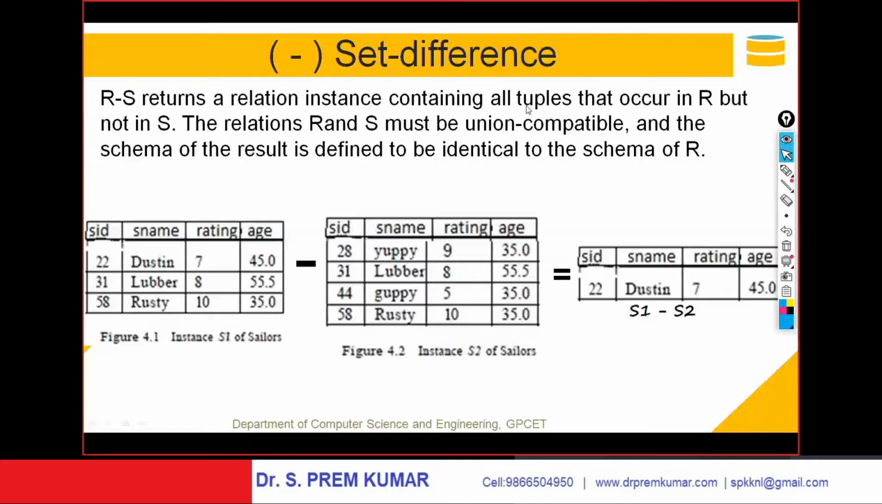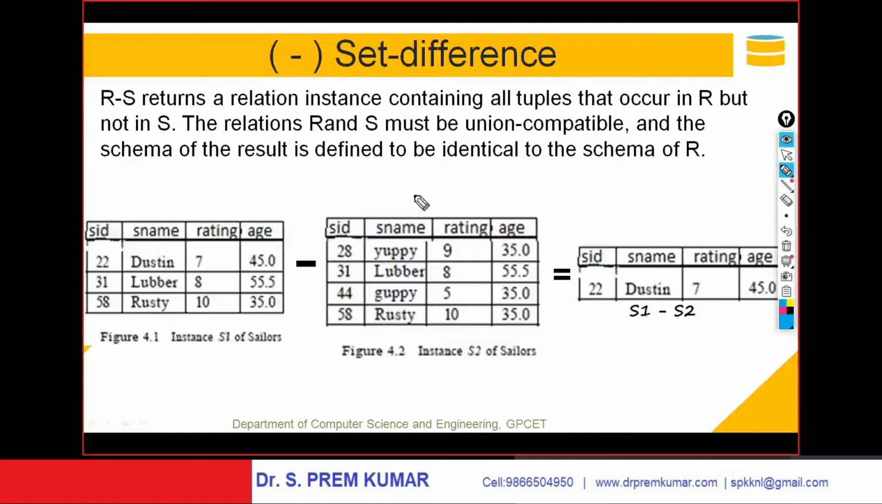The relations R and S must be union compatible and the schema of the result is defined to be identical to the schema of R. What does it mean? The first point is it should be union compatible. Union compatible means the number of columns of the first relation should be equal to the number of columns of the second relation. And the data types of the corresponding columns should be the same. If it is integer, here also they should be integer. The second is character, here also character, and so on. That is called union compatible.